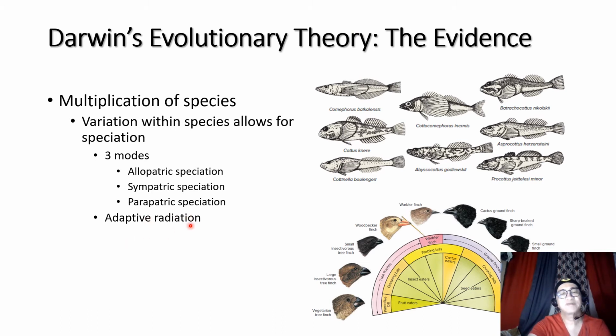And then you have adaptive speciation, or adaptive radiation, which occurs when many disparate species arise within a short interval of geologic time, a few million years, as shown here by the finches of the Galapagos Islands.